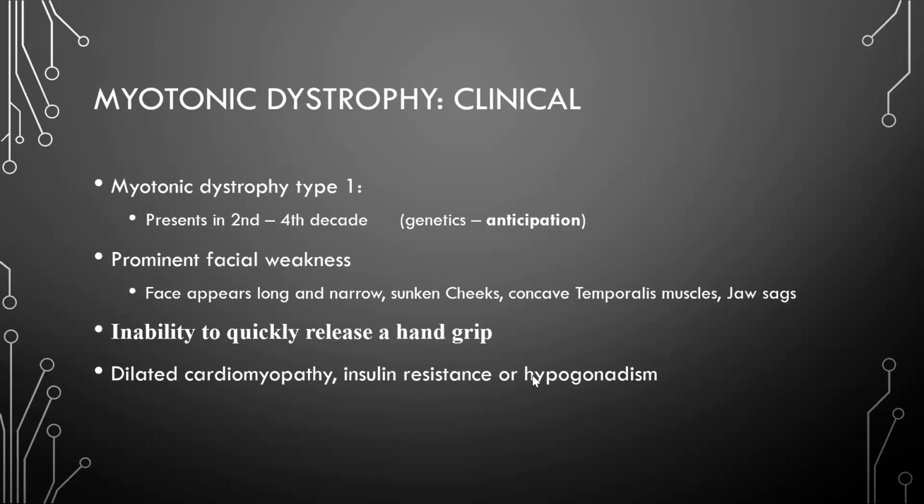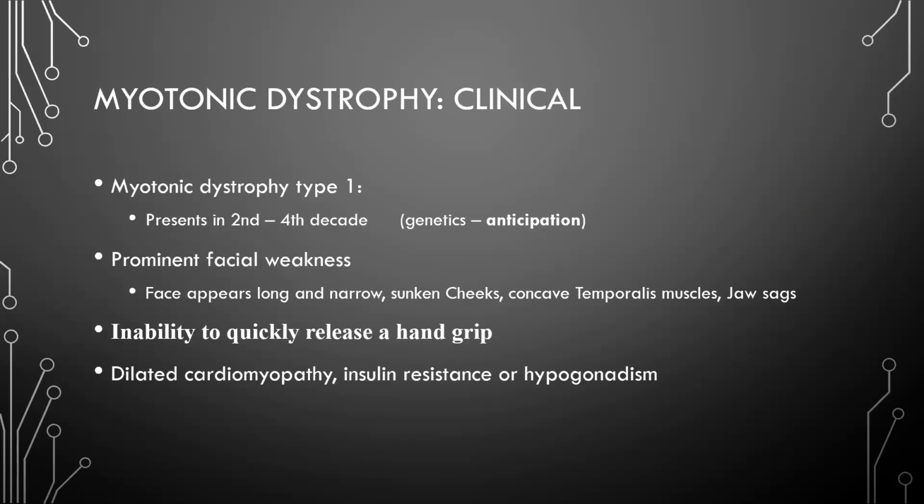DM2, this should be the tetranucleotide repeat. Let me get to my notes here. Tetranucleotide repeat. This one's going to come later. Both of them have anticipation because we're talking about these repeats. They are expanding. You usually have less than 30 or less than 70 of these, and they expand up to the hundreds or thousands. So you're going to have prominent facial weakness here and inability to release hand grip. And this is DM1. So both these slides are on DM1 here.